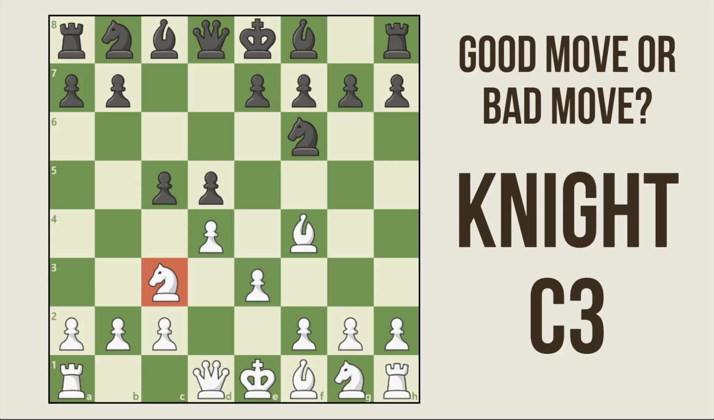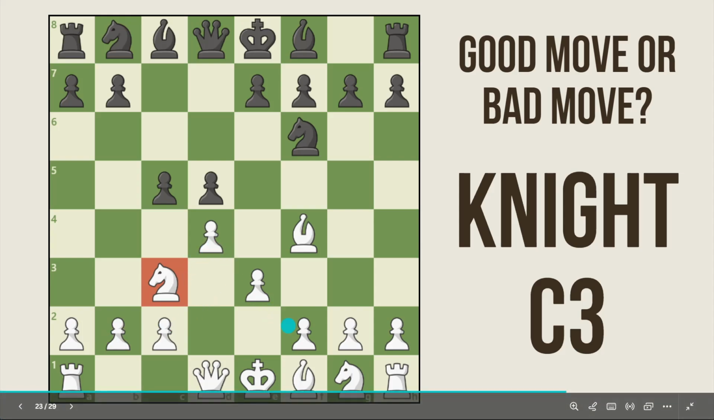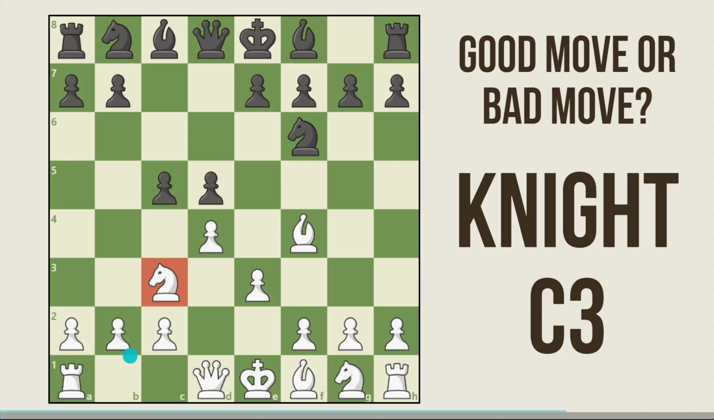How about knight c3? Is this a good move or a bad move? Sorry? Bad move? Yeah, exactly. So remember that we're trying to create this pyramid of pawns, right? And so bring the knight to c3.